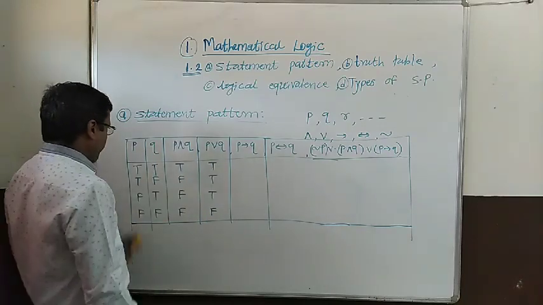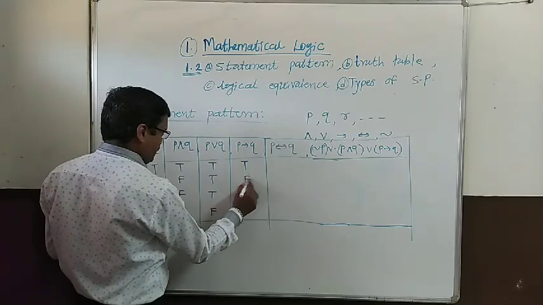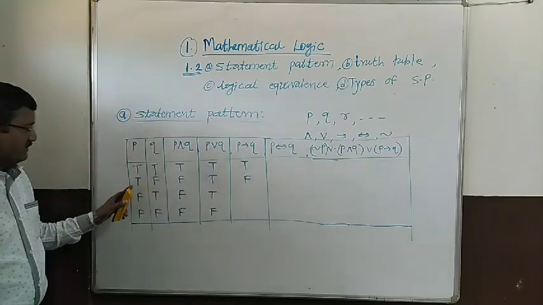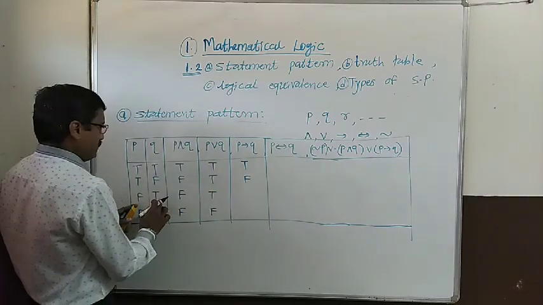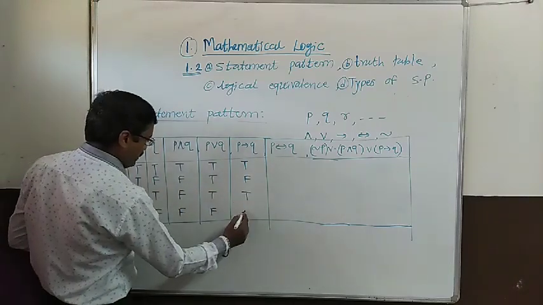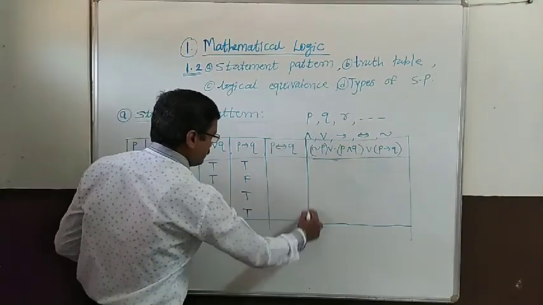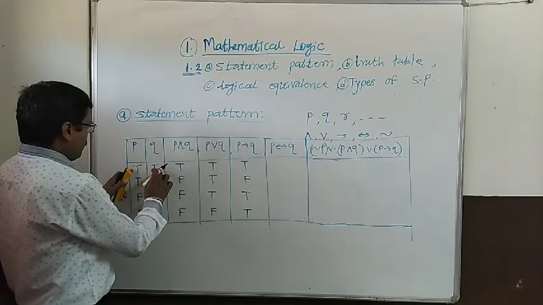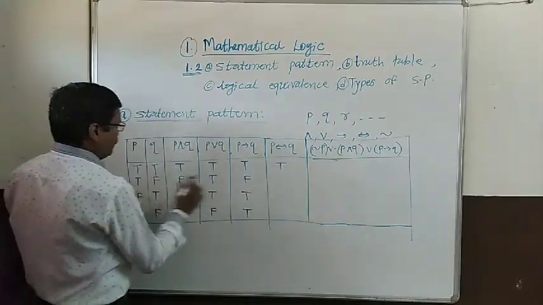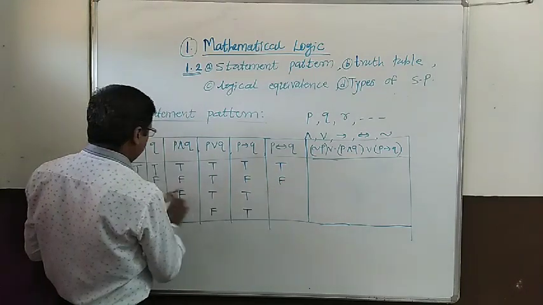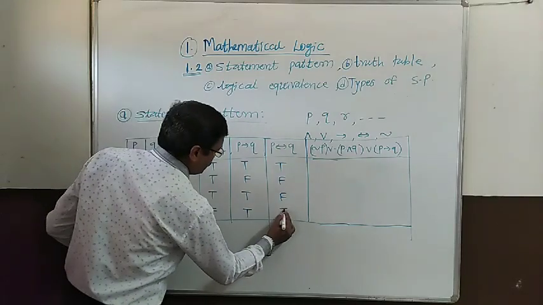In implication, T implies T is T, T implies F is F. Means in implication, if hypothesis is true and conclusion is false, we get false. Then here is T and last one is also T. In biconditional form, if both the statements have same truth values, that is TT, so it's T, TF, so F, FT not same, so F, FF both are same, so it is T.